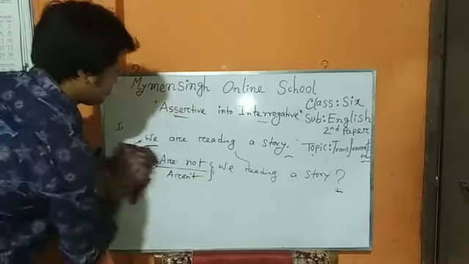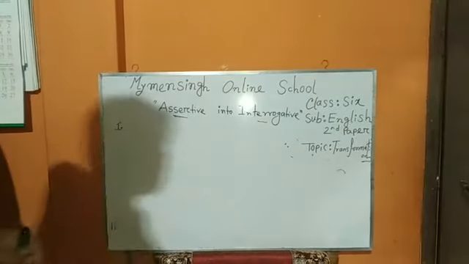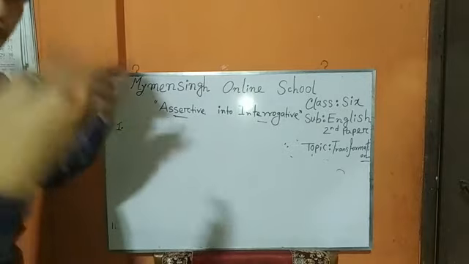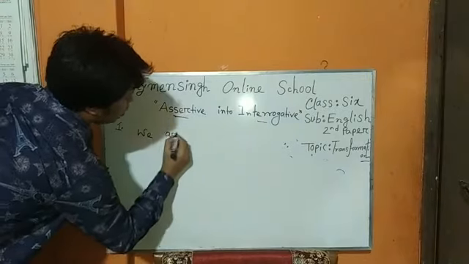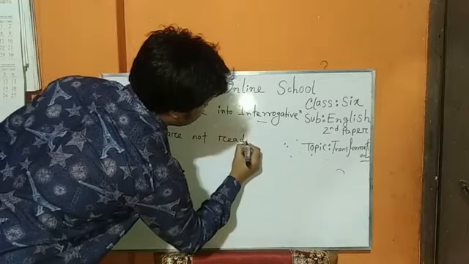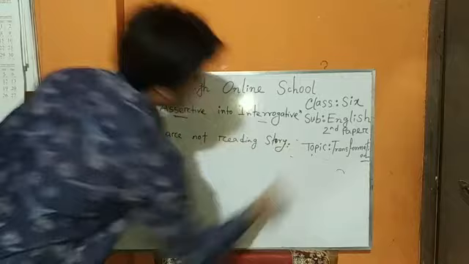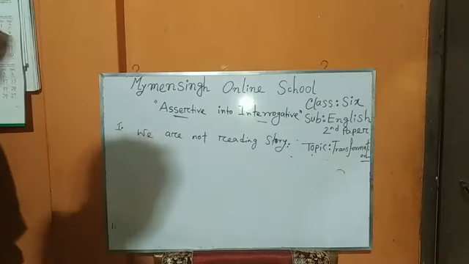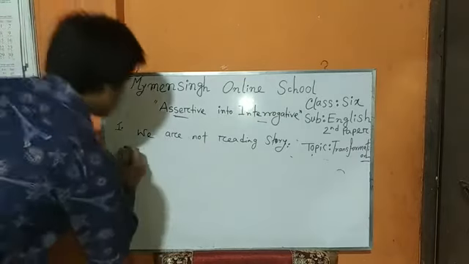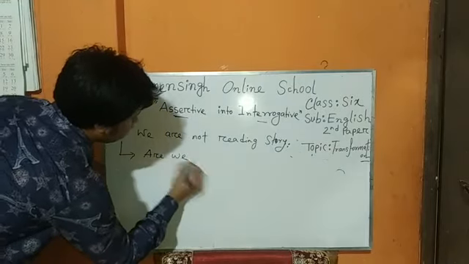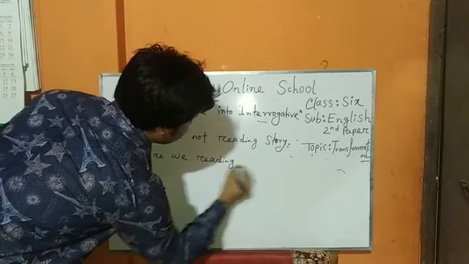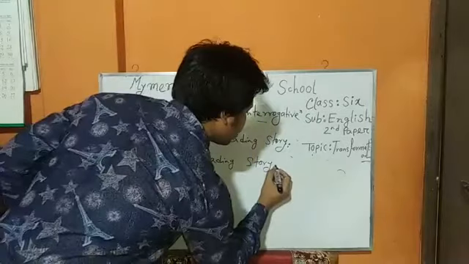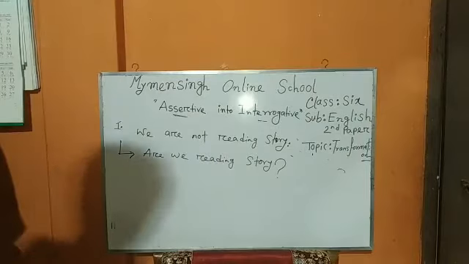Number two rule. If you find an assertive sentence in negative, then you have to change it into interrogative. For example, we are not reading a story. That means it is an assertive sentence, but it is in negative form. That is why you have to change it into interrogative. The answer will be: are we reading a story? Here you have to use the symbol, otherwise the answer is incorrect. Okay, are you clear?